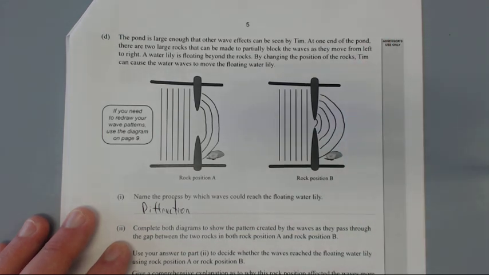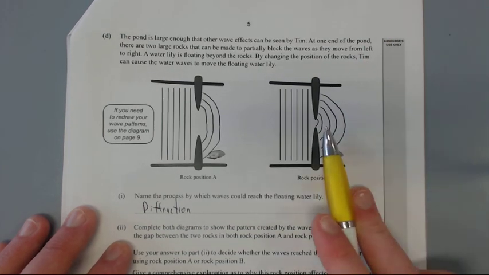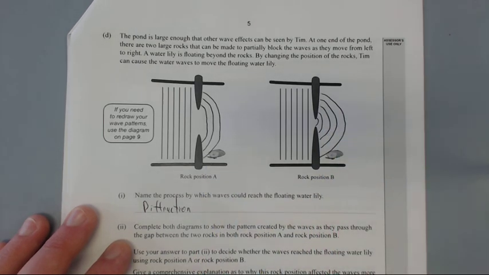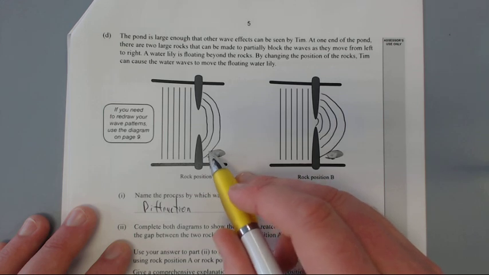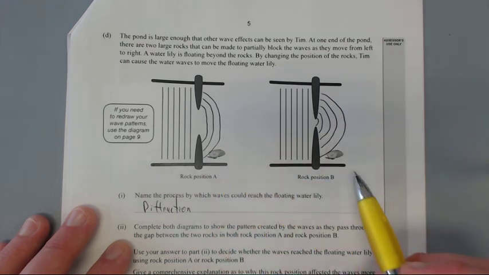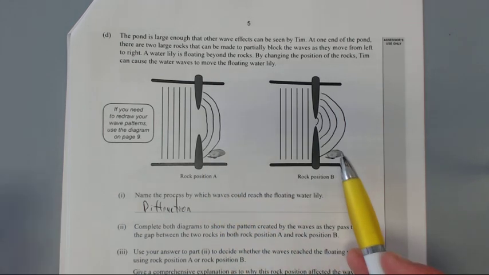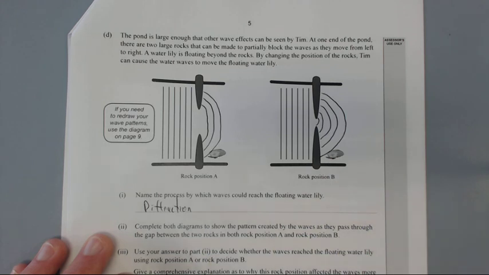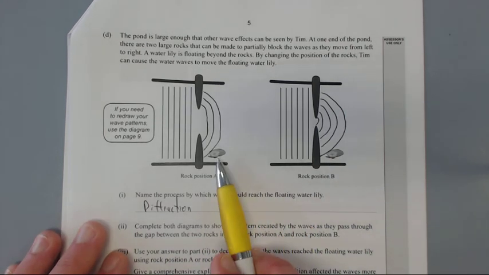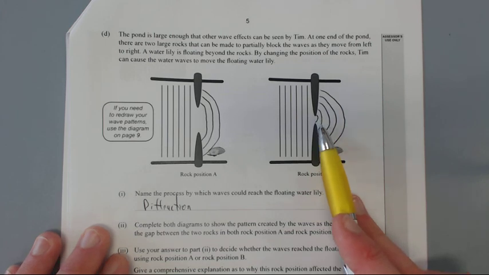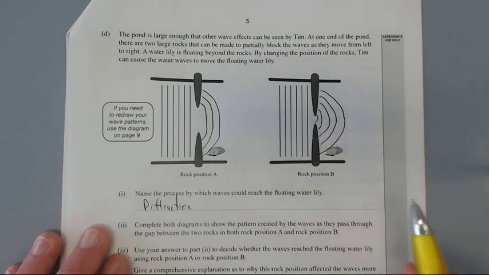Here we go. So as we can see, position B causes more diffraction. Granted, position A still causes some diffraction. The waves wouldn't be as intense, or the wave fronts. But if you do this in an actual pond of water, or in a ripple tank, you'll find that the lily will move pretty much as much in position A as position B. But in position B, because the gap width is similar to the wavelength, you will still get diffraction.